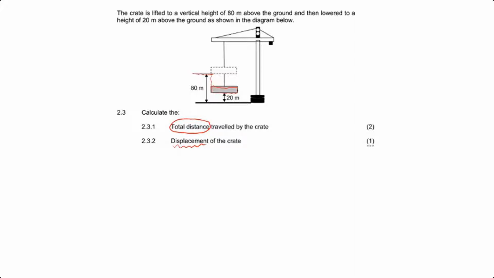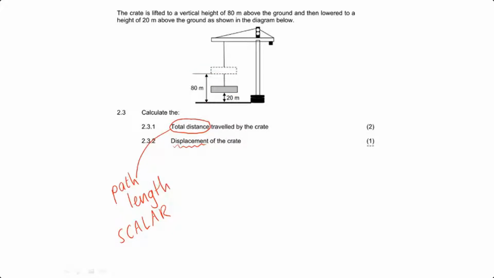So let's start off with the total distance traveled by the crate. What does distance mean? Distance means path length. It is a scalar. And to find it, you must look at the entire path that the object moved. So what is the entire path that this object moved?